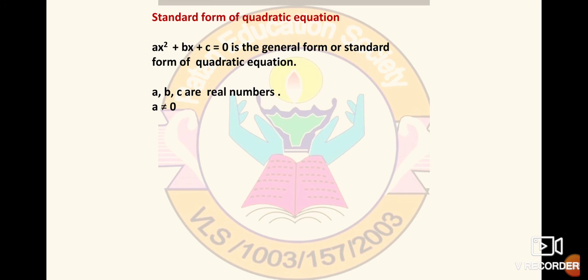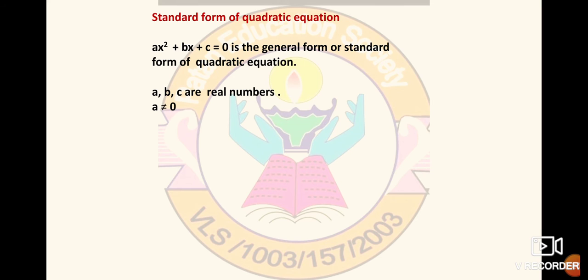Now you might be thinking, why should the value of a not be equal to 0? If a is 0, then what will happen? If you go to the standard form and place 0 in place of a, you get 0 into x square. 0x square means nothing. Simply, if you take the value of a equal to 0, then the term x square is totally vanished or wiped off. So it is suggested that the value of a should not be equal to 0.